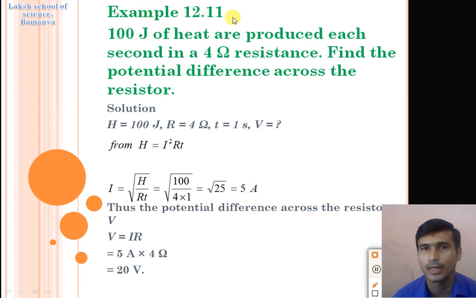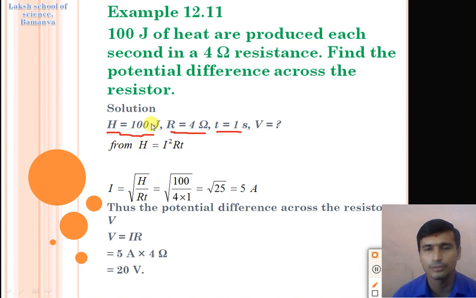Example number 12.11. 100 joule of heat is produced each second in a 4 ohm resistor. Find the potential difference across the resistor. H, the heat energy produced, is given as 100 joule. Resistance R is given as 4 ohm. In each second, that means the time is 1 second. So first we need to find the electric current passing through the resistor.